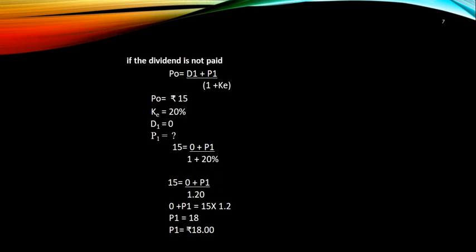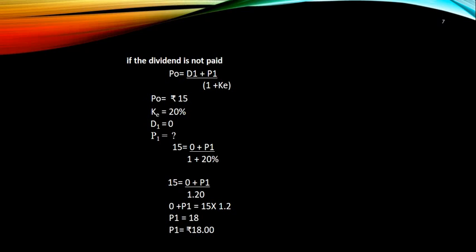So let's look at if the dividend is not paid. So P0 is equal to D1 plus P1 whole divided by 1 plus KE. P0 is rupees 15 and cost of capital is 20%. So we are assuming that dividend is not paid, that's why D1 is 0. Then we need to find out the P1. So substitute the values to the formula.